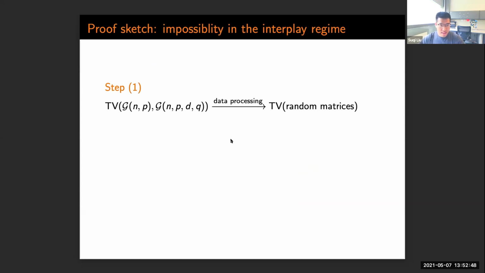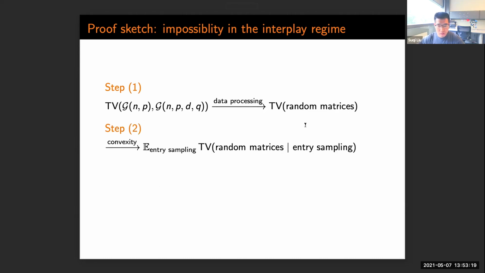Okay, next we turn to the sketch of the impossibility results. I will be focusing on the interplay regime. So the first step is to convert the total variation distance between the distributions over two graphs into the total variation distance between random matrices through a data processing inequality. And the difficulty here when dealing with the connection function is that when we run another data processing inequality through this and upper bound this by the Wishart to GOE transition, the dependency on q will be completely lost.